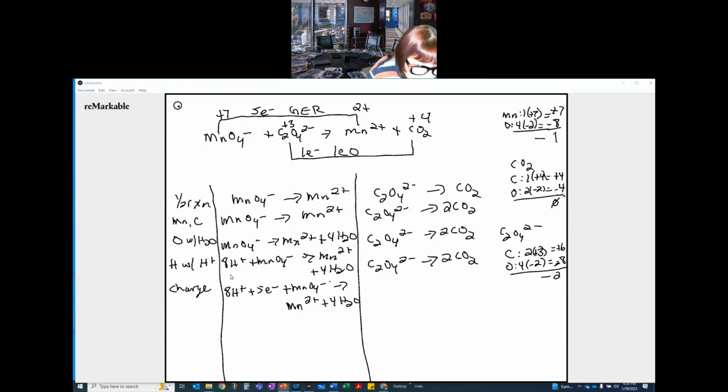Let's look at this other one. It's C2O4 2 minus goes to 2CO2. So my reactant side, we have a 2 minus charge. And product side, I have no charge. So I'm going to go C2O4 2 minus goes to 2CO2 plus 2 electrons. And now I have a 2 minus charge on both sides. Okay, cool. Now I need to make the number of electrons the same.